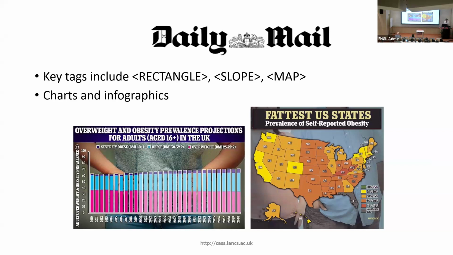So the Mail uses many more of these informational images compared to other newspapers. Again, a biomedical frame of obesity where they're using scientific research and data in order to write about obesity, and that helps to maybe legitimate the article as well, the claims within it.